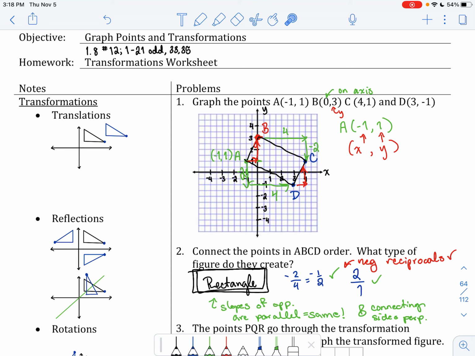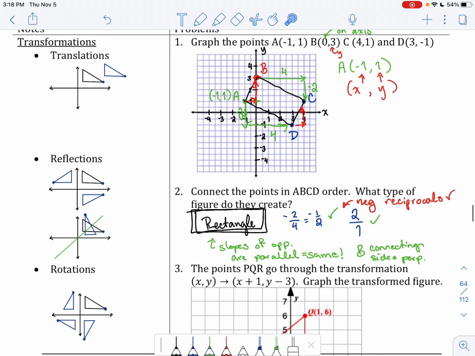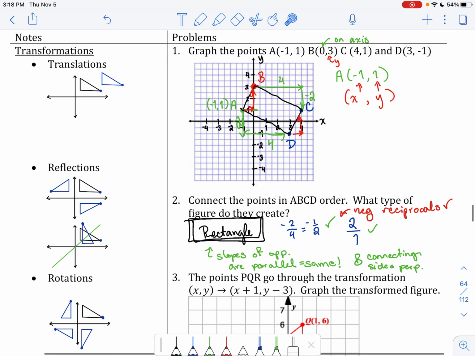So let's talk about what transformations are. Transformations, and we have pictures here, are things that you can do on the coordinate plane that don't actually change the shape of the figure, it just moves it. So there are 3 types of transformations.